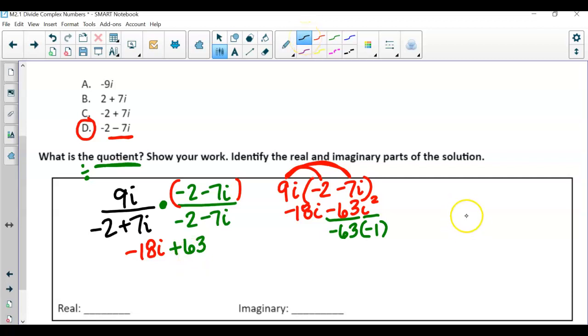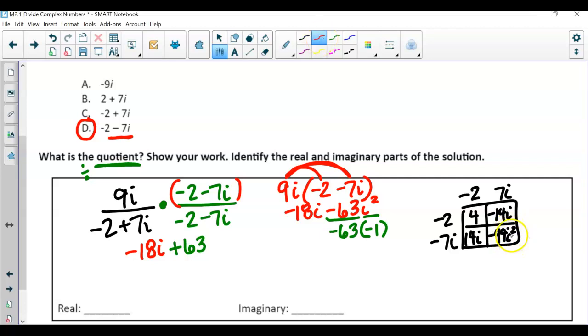Now let's set up the box for our conjugates in the denominator. Let's see what value you get. Negative 2 and positive 7i and negative 2 and negative 7i. Negative times a negative is a positive 4. 7i times negative 2, negative 14i. Negative times a negative again, positive 14i. 7i times negative 7i, negative 49, but i squared. Then here again, i squared is negative 1.